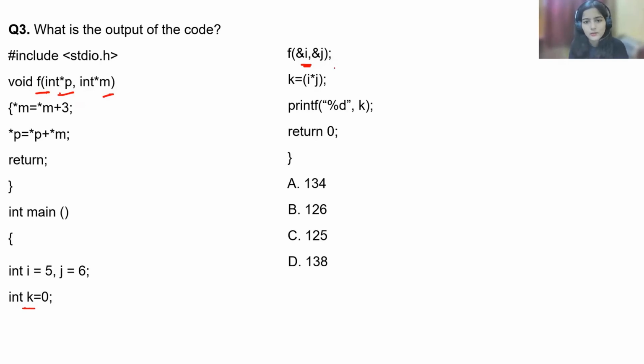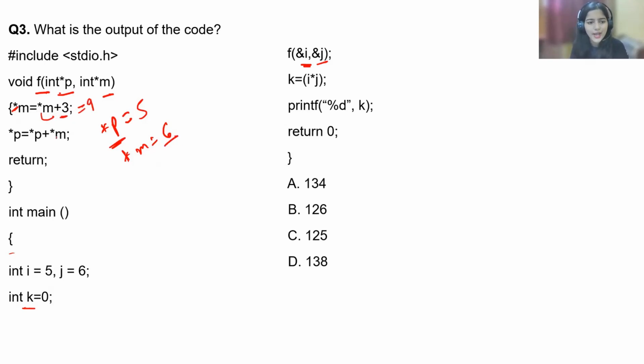So p is having the address of i, which is 5, because that is a pointer basically. And m is having the address of j. j is nothing but 6. Now what we are doing is *m, this dereferencing operator, equal to *m plus 3. Well, the m value is what? 6. 6 plus 3 is going to give you 9.